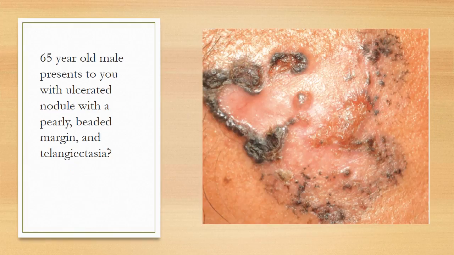Now coming to the next part, we have the 65-year-old. So we go into the old age group here. An old male presents to you with an ulcerated nodule with a pearly beaded margin and telangiectasia. This is pointing towards the morphology and age group for basal cell carcinoma. So you need to know all these malignancies of the skin as well.